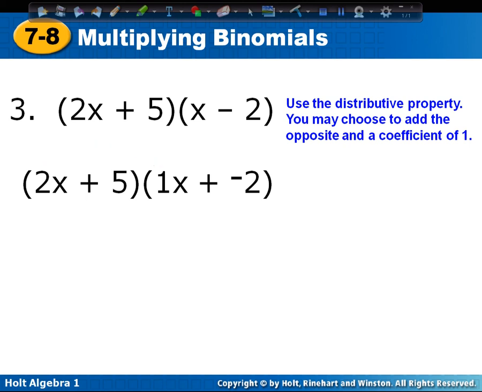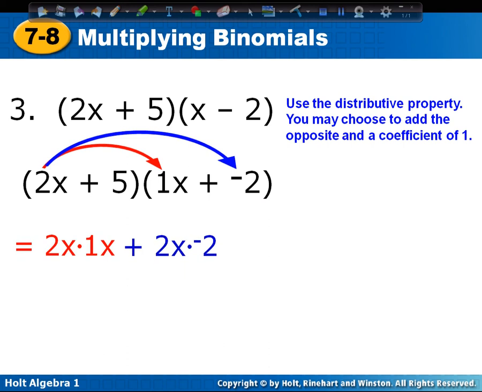So again, with the distributive property, we're going to take this first value of 2x, and we're going to multiply it by everything in the second set of parentheses. So we're going to say 2x times 1x. Then to that, we're going to add 2x times negative 2.